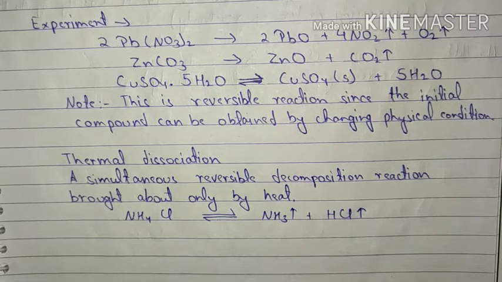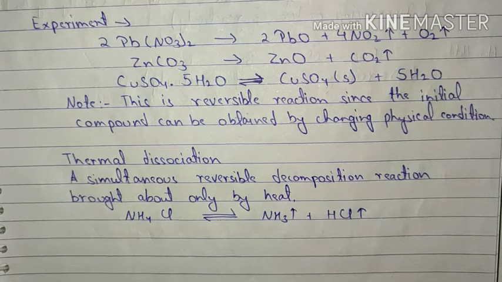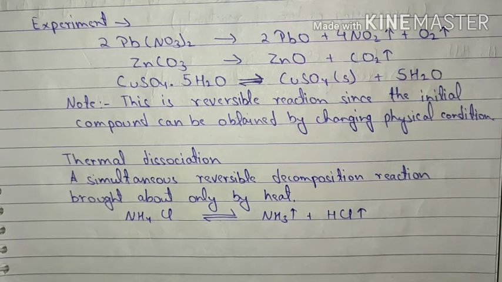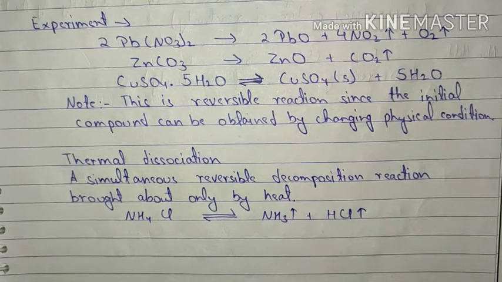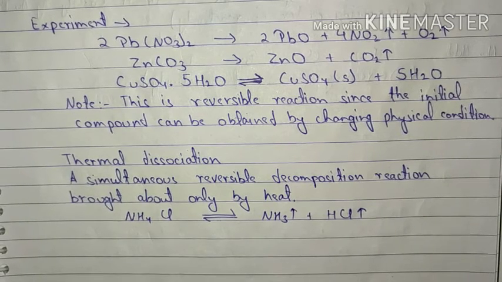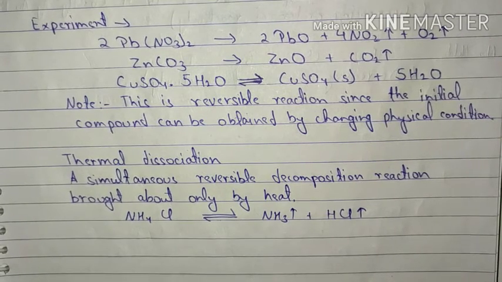What will happen if we take zinc carbonate in a test tube and heat it? Now, in this experiment, at the top of the test tube, a cork is fitted which has a single hole in which we introduce a delivery tube whose other end is submerged in a solution of lime water.